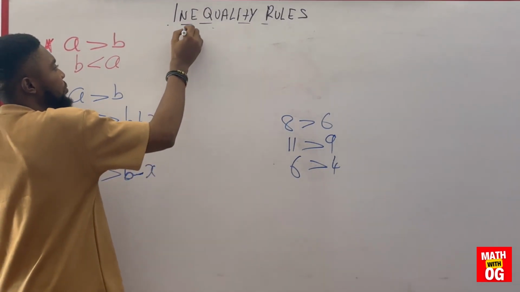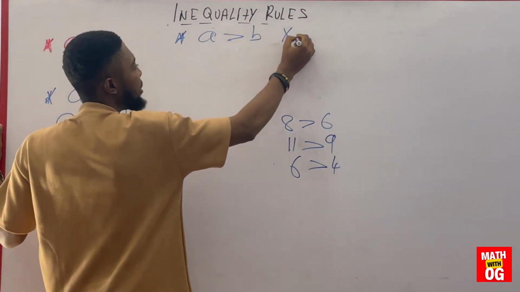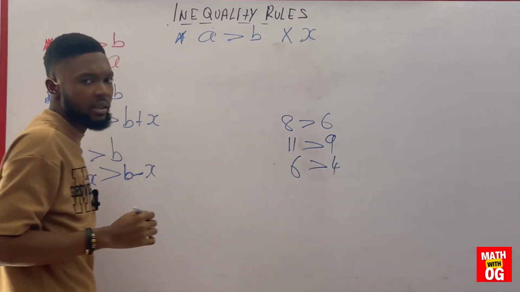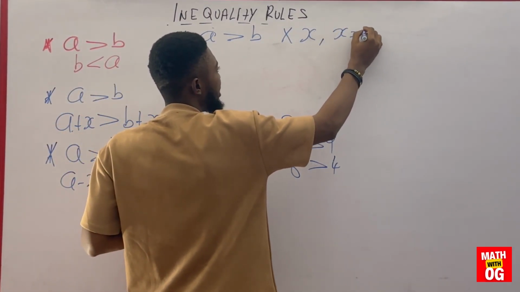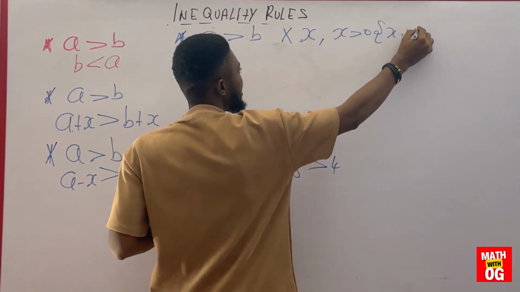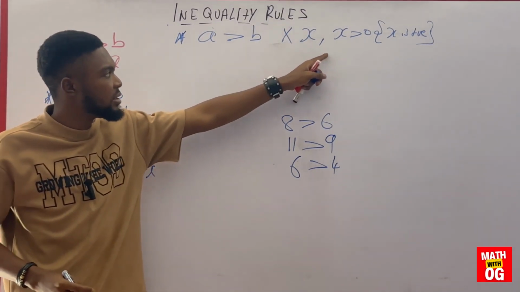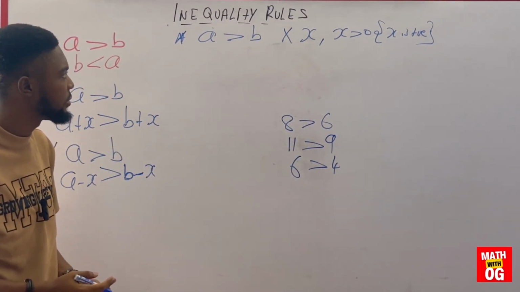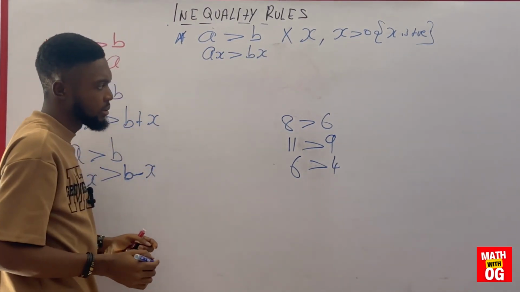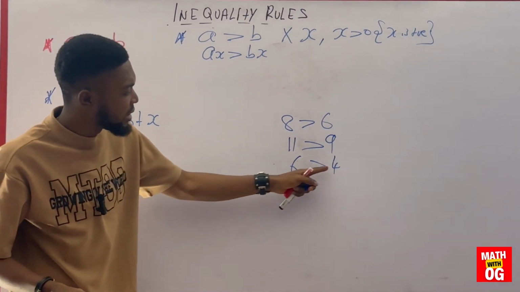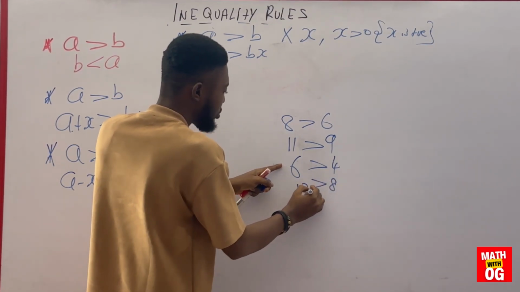Now to the next rule. If I have A greater than B and I want to multiply both sides by a positive value of X, where X is greater than 0, which means that X is positive, my AX will also be greater than BX. Makes sense because if I multiply this guy by positive 2, this guy will be 12 and this guy will be 8, and it's obvious that 12 is greater than 8.